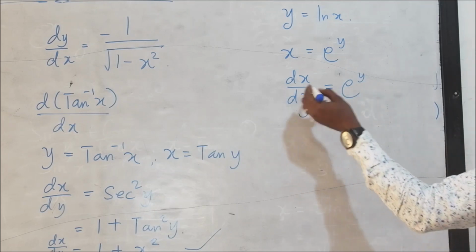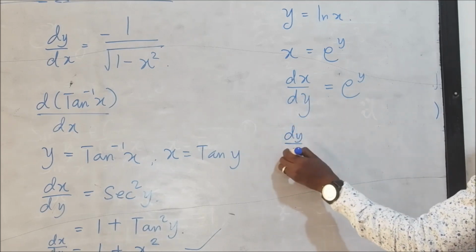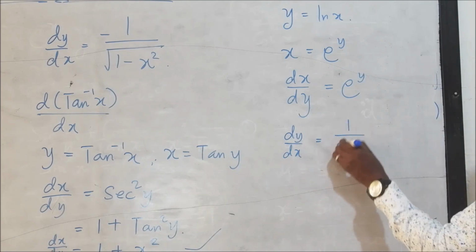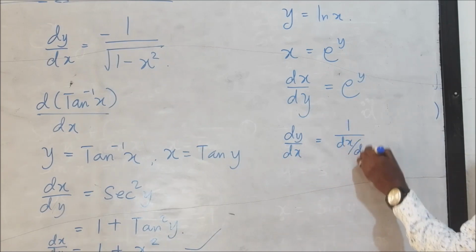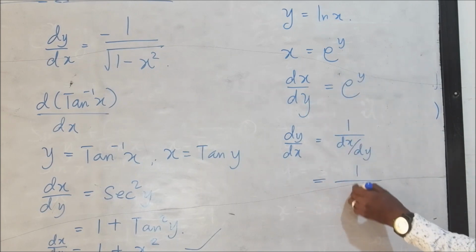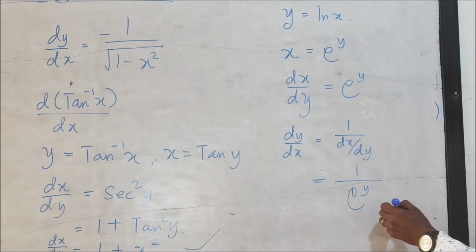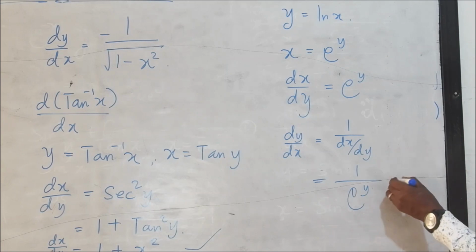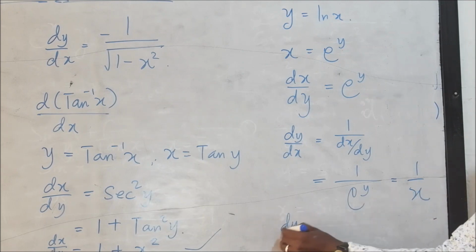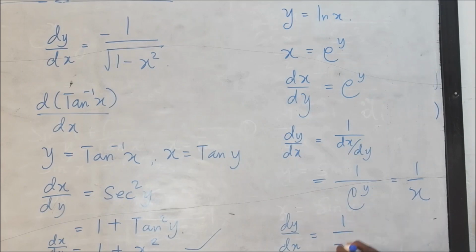So if that is true, you can see that our dy/dx is simply 1 over dx/dy. And if that is true, we have 1 all over, what is the dx/dy? The dx/dy is e raised to the power of y. And remember that e raised to the power of y was simply x in the beginning. So our dy/dx for ln x is simply 1 all over x.